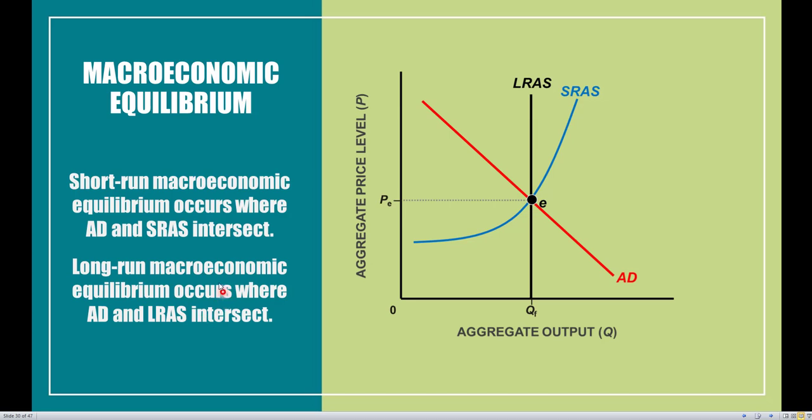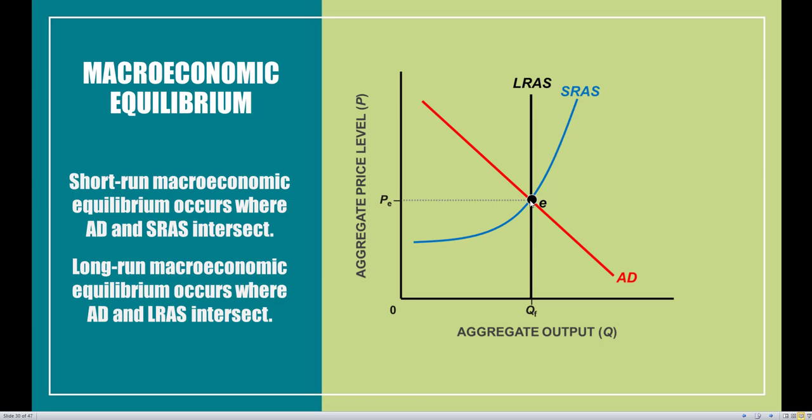one point. So the vast majority of examples that we take a look at for our long-run macroeconomic equilibrium, all three of these curves are going to intersect at the same exact point. So at point E, we are also in long-run macroeconomic equilibrium. LRAS, SRAS, AD, they all intersect at the same point. So at point E, we are both in short-run and long-run macroeconomic equilibrium.